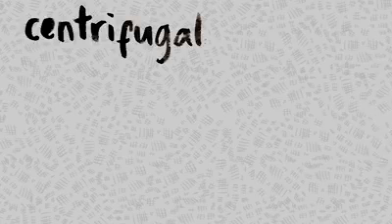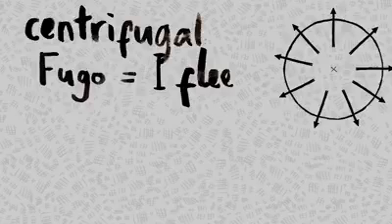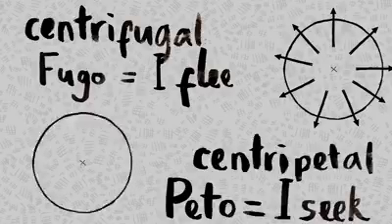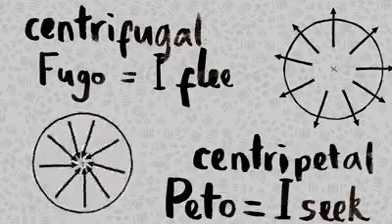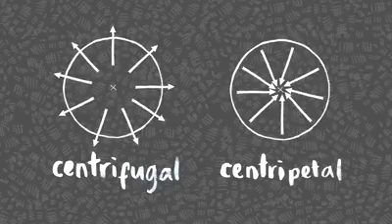So a bit of Latin. Fugo, fugare, means to flee. So you're fleeing the centre. Centrifugal force is fleeing the centre. Centripetal force, peto, is I seek. So it's actually seeking the centre. So one is fleeing, the other's seeking. And so one's going away from the centre, the other's coming towards the centre.